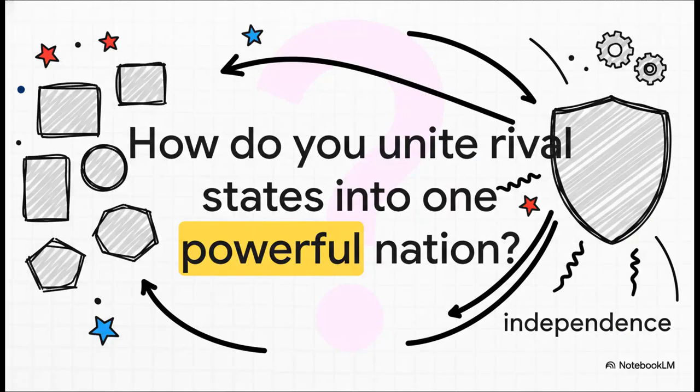So imagine you're one of the American founders. You've got this huge puzzle on your hands. How in the world do you take 13 fiercely independent rival states and forge them into one powerful nation without completely crushing the very freedoms they just fought a war for? I mean, it seems like an impossible task.